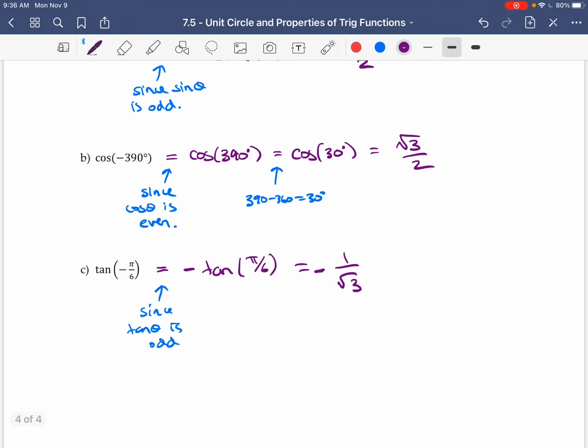So those are just a few examples using the unit circle or circle in general, even and oddness, and the coterminal angles, or the period.